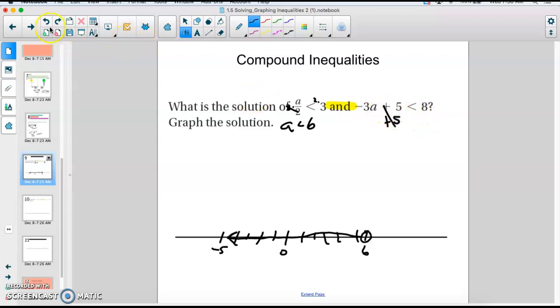Oh, hold on. I'm not going to add 5, we're going to subtract 5, right? Subtract 5, sorry about that. Negative 3a is less than 3. And then we're going to divide by negative 3.